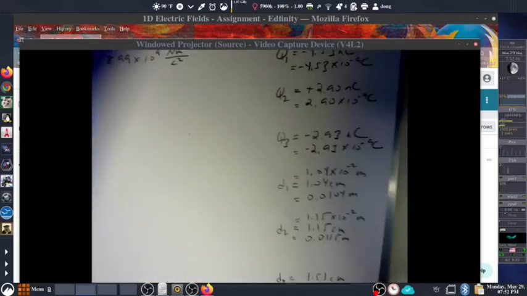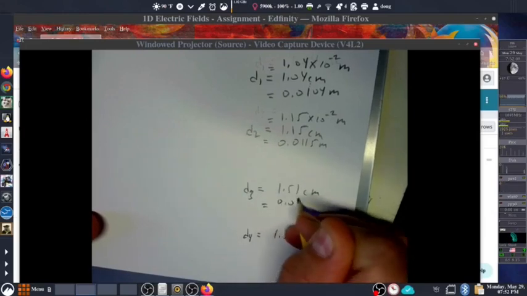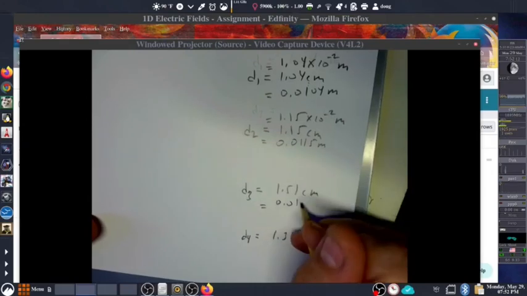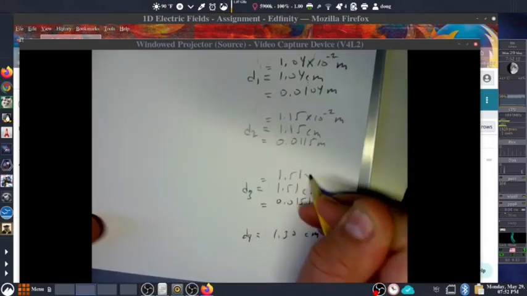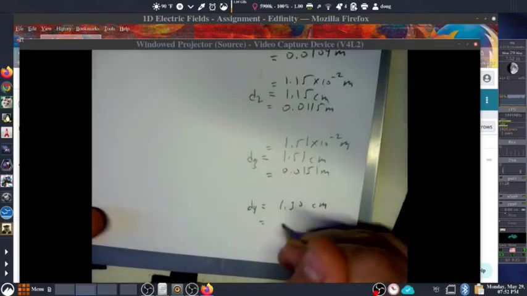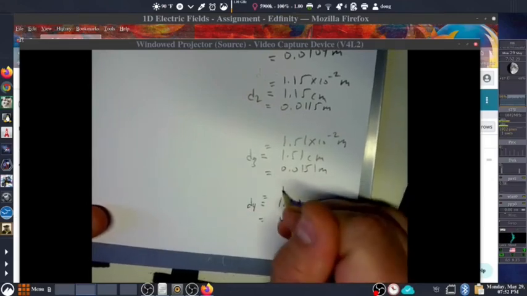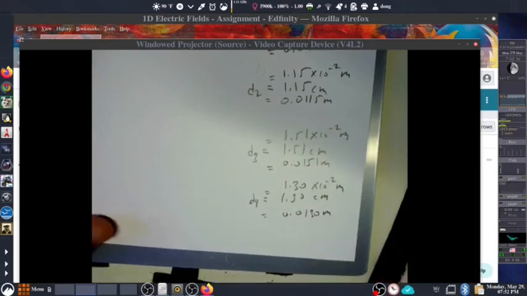And then my third distance would be 0.0151 meters, or 1.51 times 10 to the minus 2 meters, or 0.0130 meters, or 1.30 times 10 to the minus 2 meters.